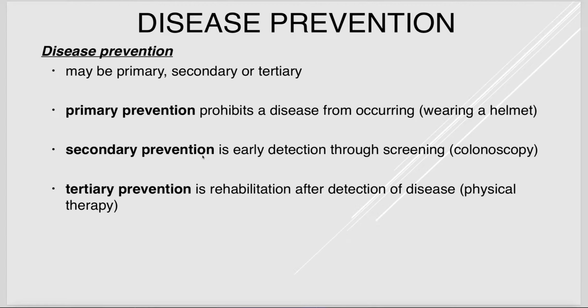So when we talk about prevention of disease, it can be primary, secondary, or tertiary. Primary prevention prohibits a disease from occurring in the first place, like wearing a helmet. Secondary prevention is basically early detection of a disease through screening, so things like colonoscopies or pap smears. Tertiary prevention is rehabilitation after a disease has occurred. So examples are different types of physical therapy and other types of therapy.